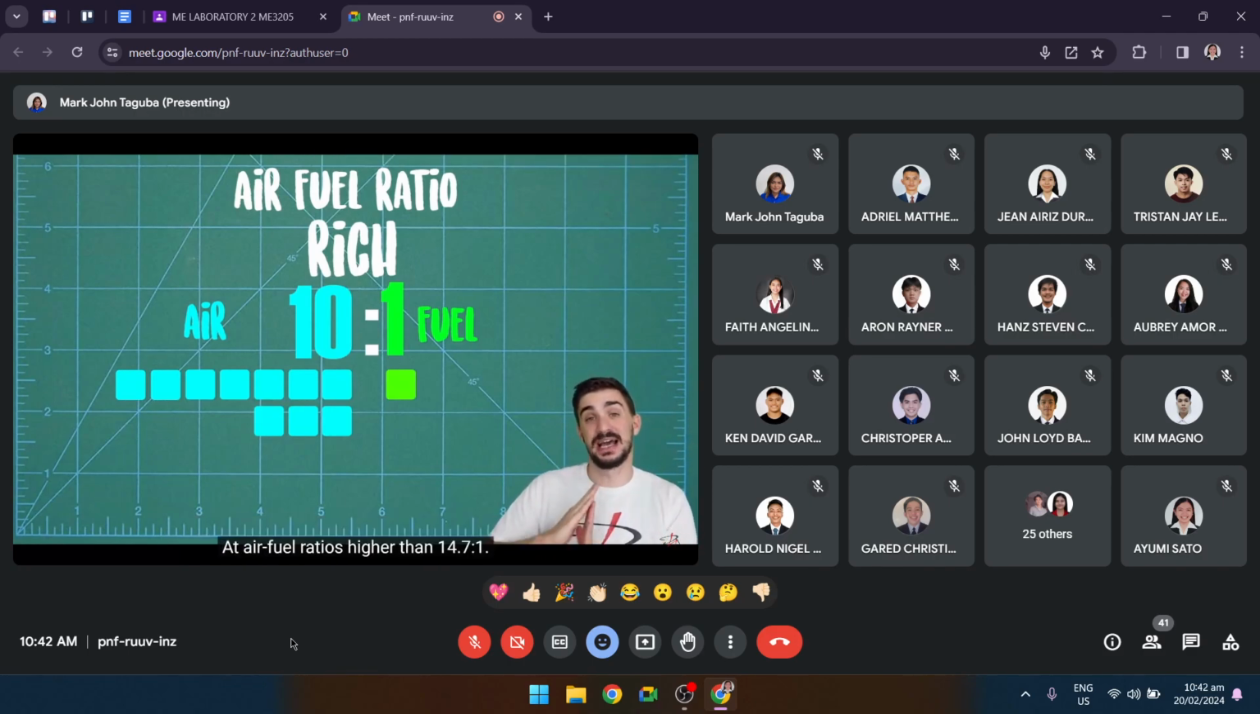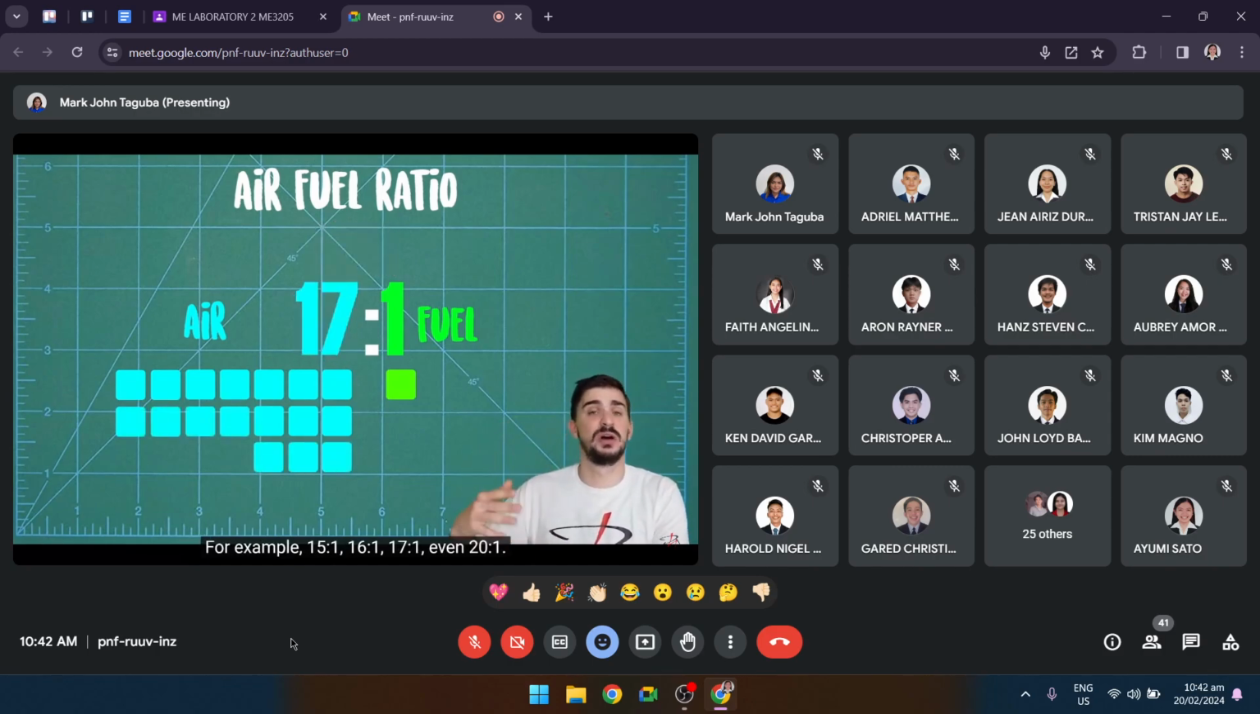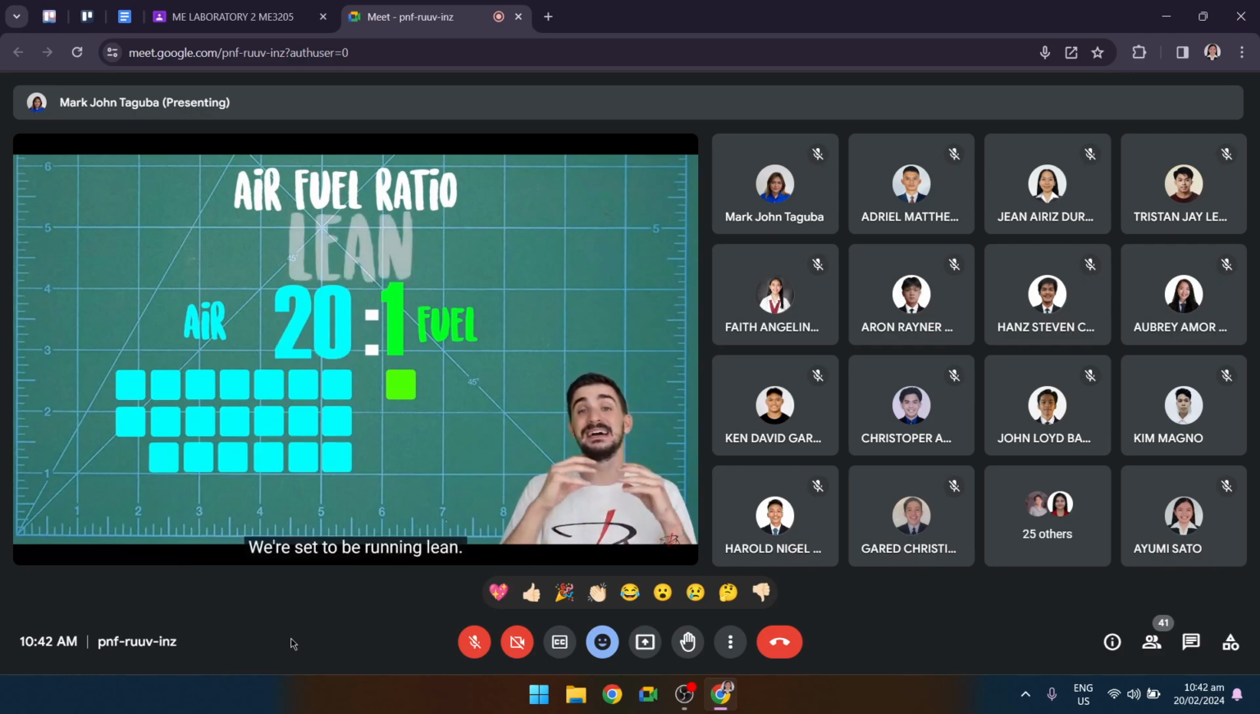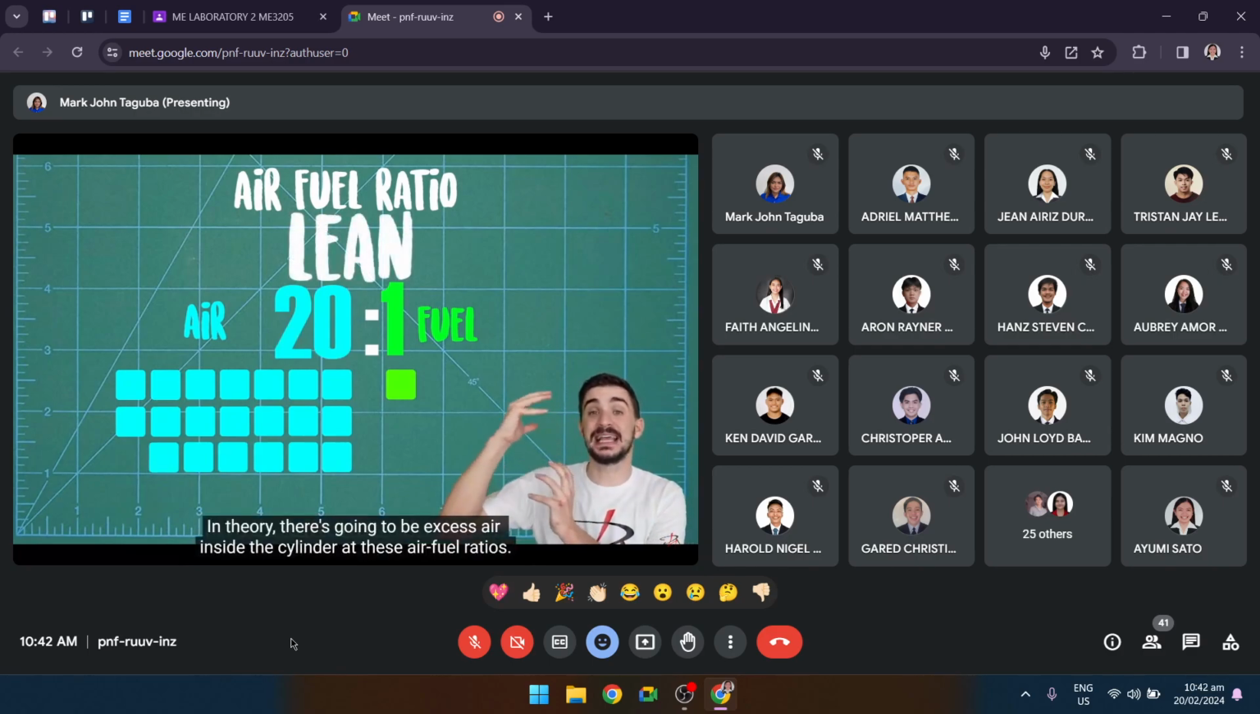At air-fuel ratios higher than 14.7:1, for example, 15:1, 16:1, 17:1, even 20:1, we're said to be running lean. In theory, there's going to be excess air inside the cylinder at these air-fuel ratios.